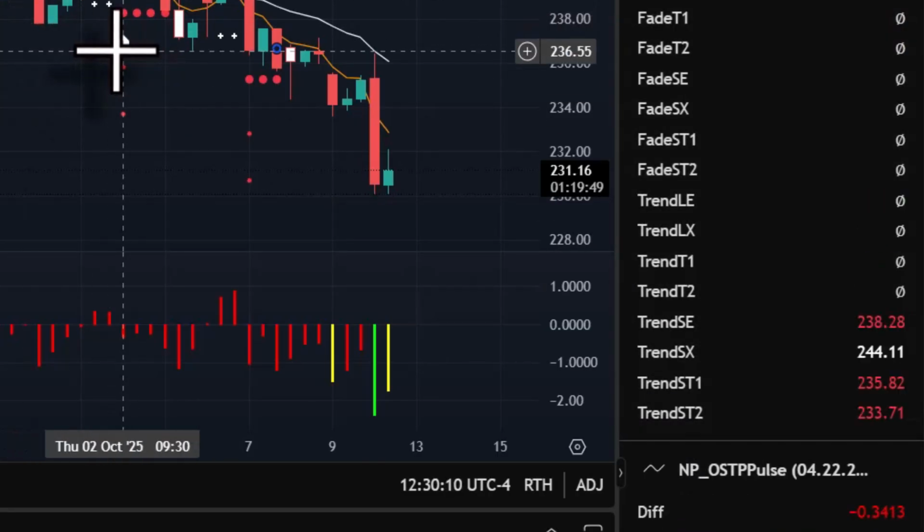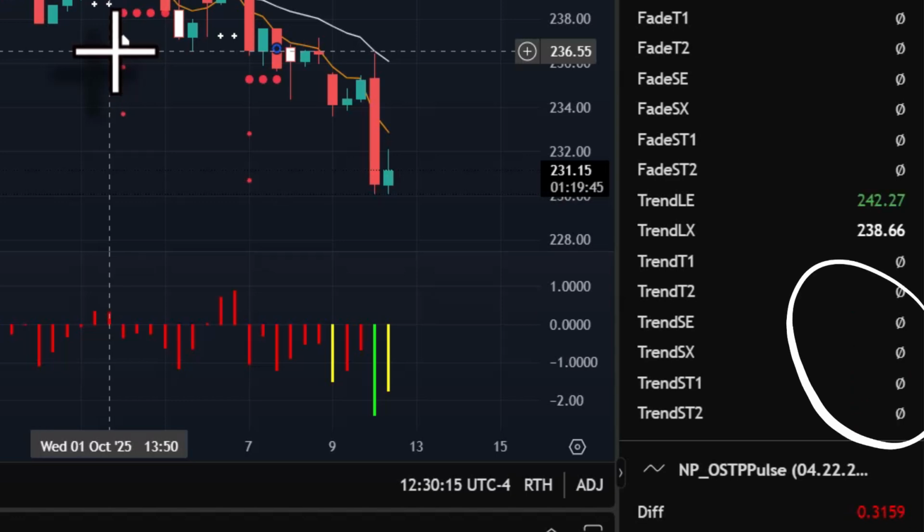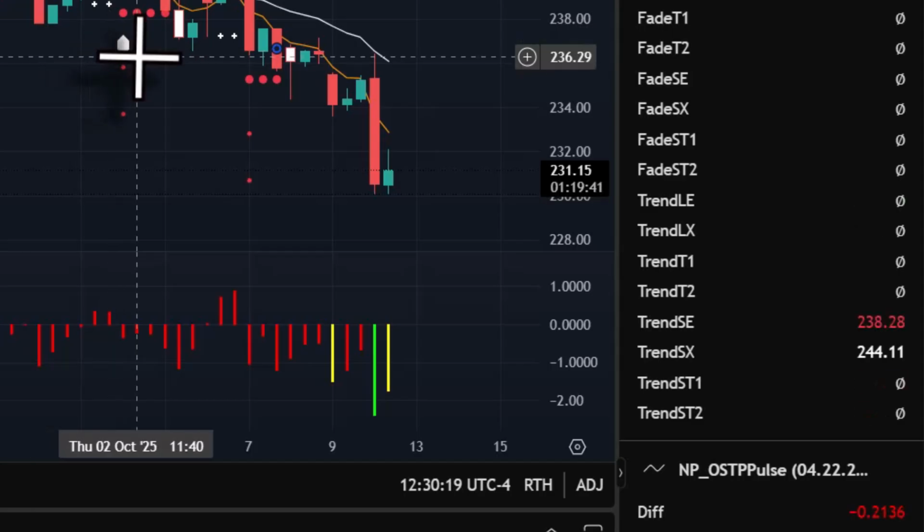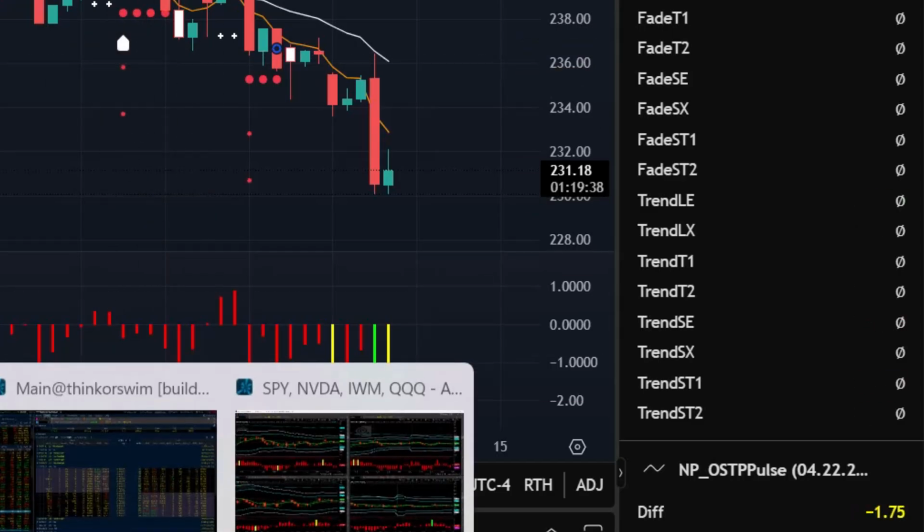My entry point was at 238.28. All right, so I'm looking at a bearish position. I have my entry point. It was touched. Let's go over to the trade page.